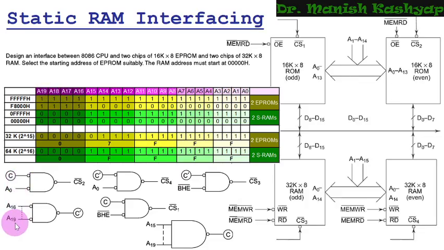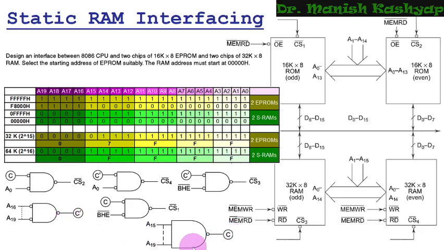So A16 to A19 have been put here, and you can see that they have NOT gates because these are already 0, so they have been made 1, and the NAND gate has been used after that to create an active low chip signal. So this is the C complement signal. So this is used for activating this EPROM and SRAM, right? So that's why these C bar signal and C signal are important.